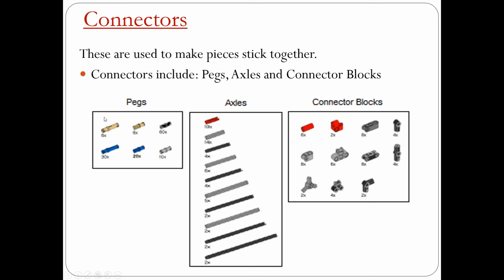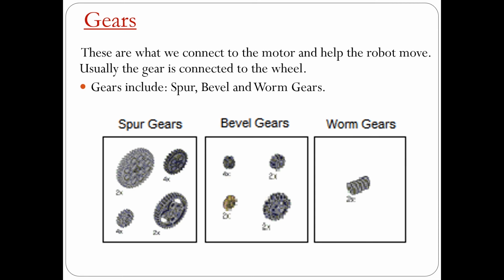Next, we have the connectors. We have pegs, axles, and connector blocks. These are used to connect the pieces together or make the pieces stick together. Next, we have the gears. We have spur gears, bevel gears, and worm gears. These are what we connect to the motor and help the robot move. Usually, the gear is connected to the wheel.